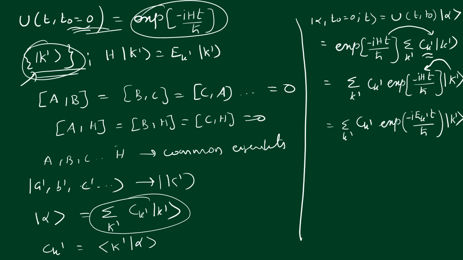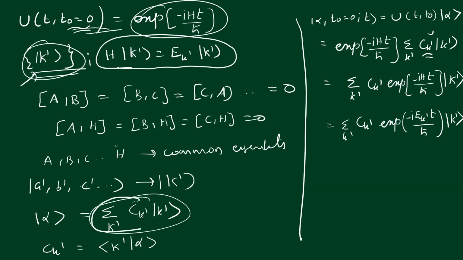We have just used the eigenvalue equation: H acting on ket k prime is equal to E k prime multiplied by ket k prime. So even if you have this operator in the exponential, we can use the eigenvalue equation. We showed that using the power series, and also using the eigenvalue equation, we can write it in this form. So what we see is that the initial ket is given by sum over k prime ck prime ket k prime, and the ket at a later time is now given by sum over k prime ck prime exponential minus i E k prime t divided by h bar ket k prime.